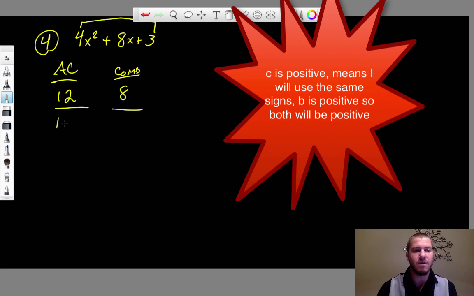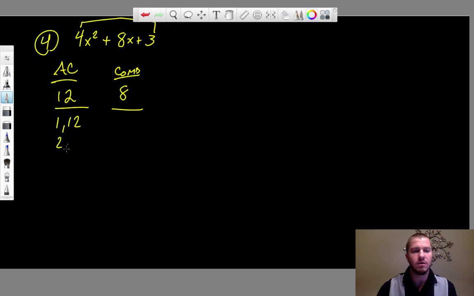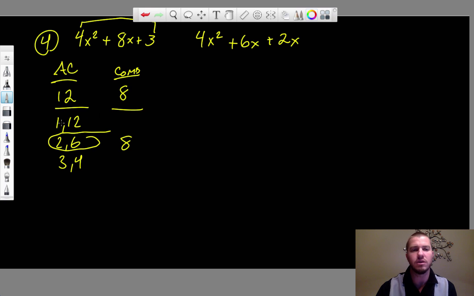So I have 1 times 12, 2 times 6, 3 times 4. Which two combine to be 8 is 2 and 6. So now I can go to do my steps. I replace that 8x with 6x plus 2x, the two numbers that I found. And now I can do my factor by grouping. I group the first two, I group the second two. Okay, factor out my GCF.